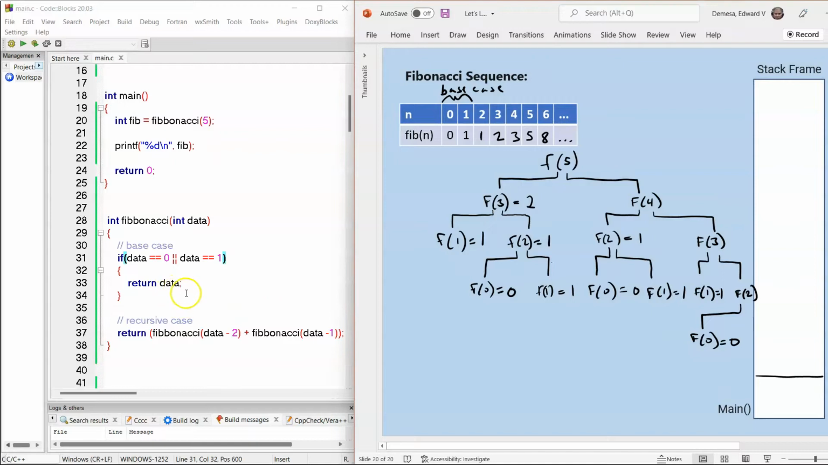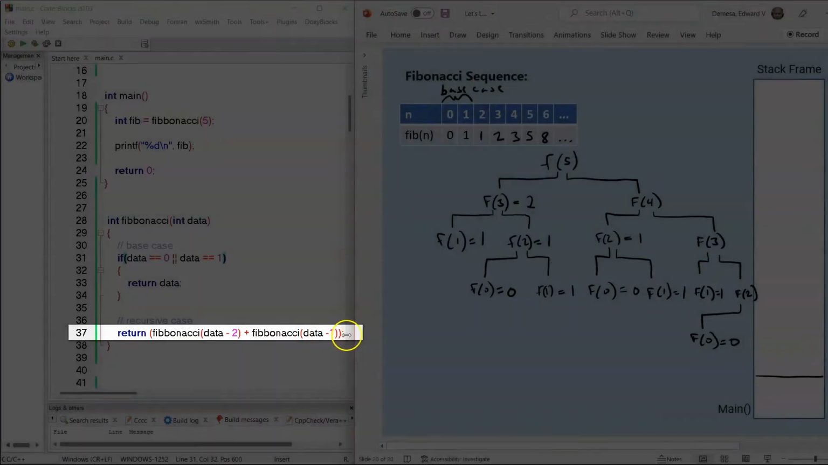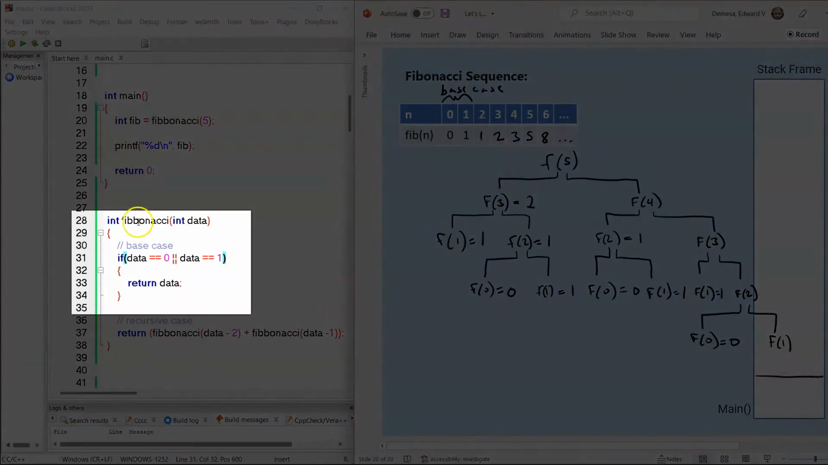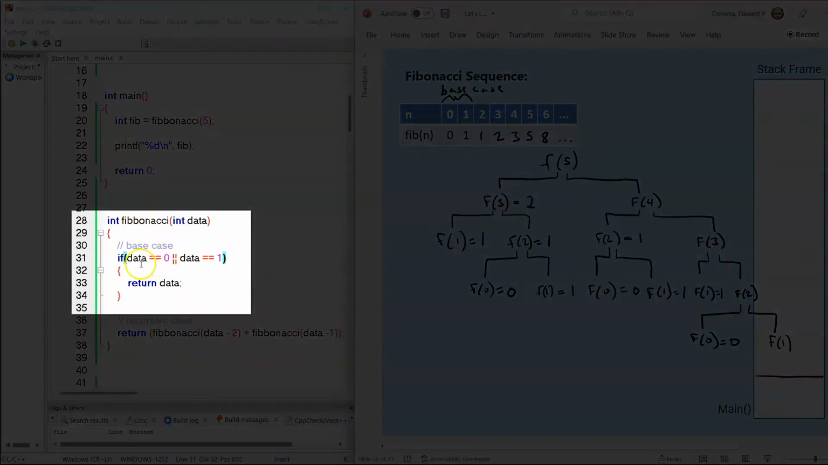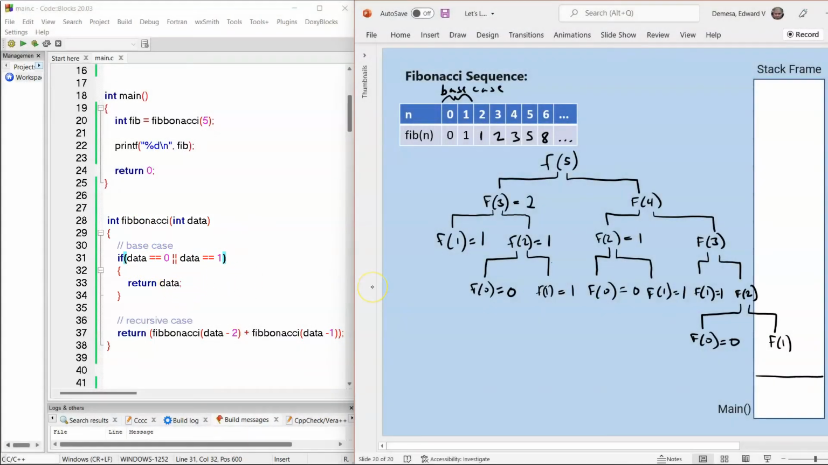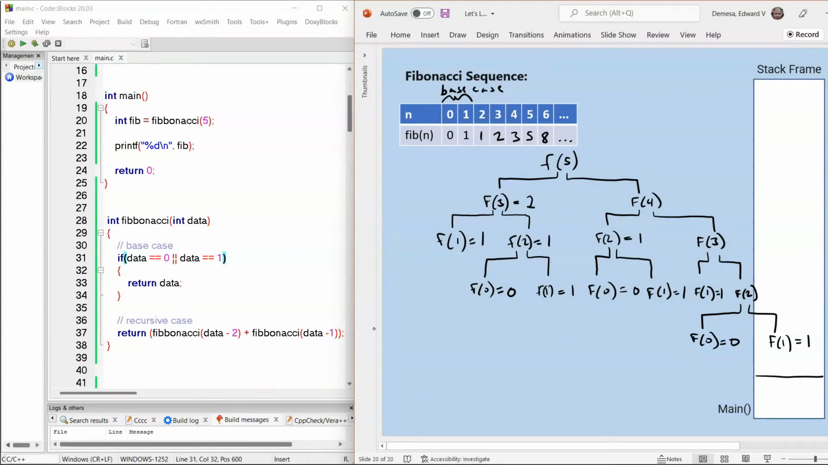The control then goes back to f of 2. F of 2 resumes on line 37 where it calls its second Fibonacci, 2 minus 1, which gives us f of 1. The compiler then jumps to line 28 and enters the function. And on line 31, it checks the condition. Does 1 equal 0 or 1 equal 1? The answer is yes. And so 1 is returned. The control then jumps back to f of 2. And in f of 2, there's nothing left to do after line 37, and it returns 0 plus 1, which is 1. So f of 2 is 1.